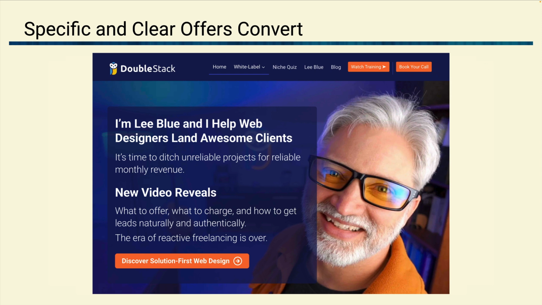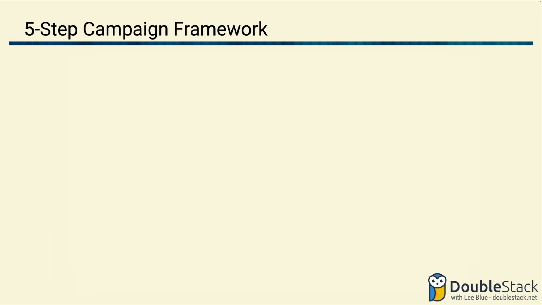And then here's my homepage. I do the same thing that I'm talking about, where I have a very clear outcome. I'm Lee Blue, and I help web designers land awesome clients. And DoubleStack is a mentorship. I personally help people. I hope that this clearly conveys what that's all about. So anyway, I think those are the things that would convert, and I'm trying to zero in on the fact that these are very specific offers, and that's what we want.